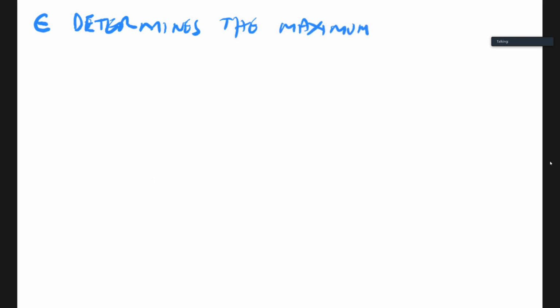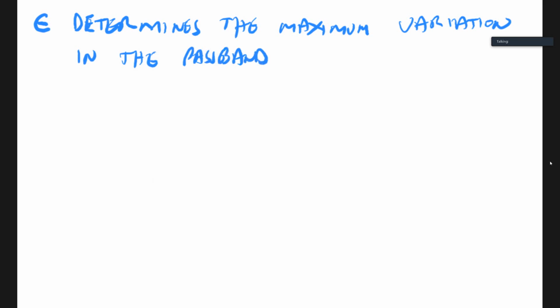For example, the parameter epsilon determines the maximum variation in the passband. And when we started the chapter, we talked about what that was, and we called that A max.